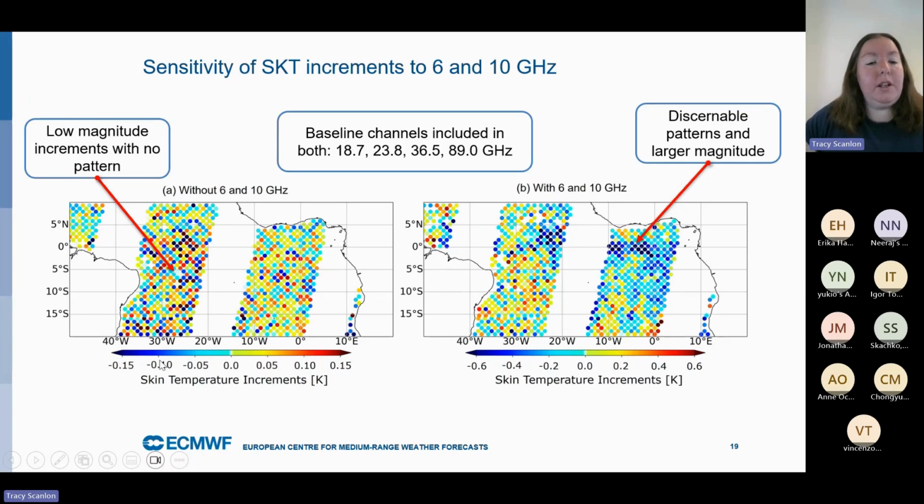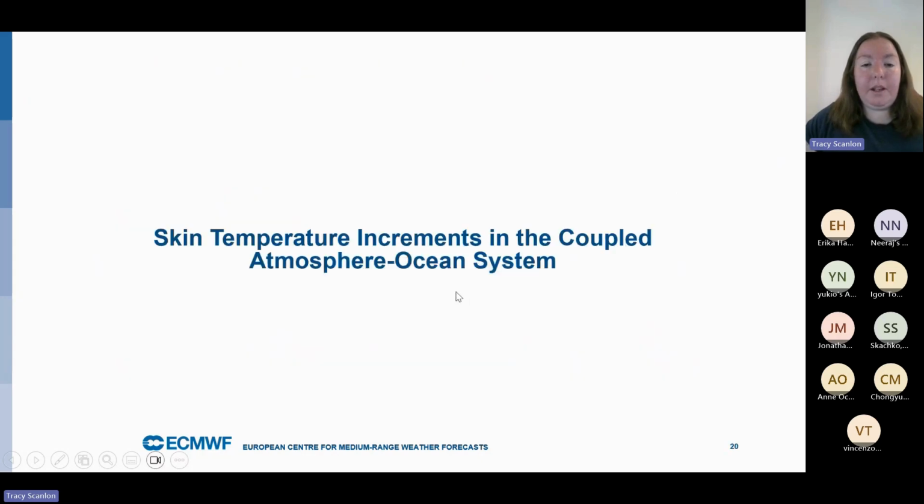One is the magnitude. Here we have up to about 0.15 degrees increment, and here we have up to 0.6, so they're much larger if we use the 6 and 10 gigahertz. Secondly, without using 6 and 10 gigahertz, we see that there's no discernible pattern, whereas when we do use 6 and 10, we see these strong equatorial cooling going on. So that really gives us confidence that we're doing the right thing by including these channels.